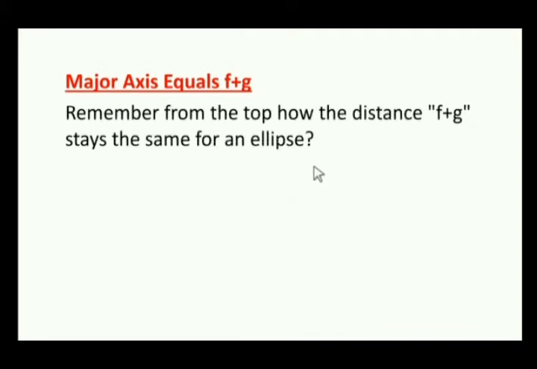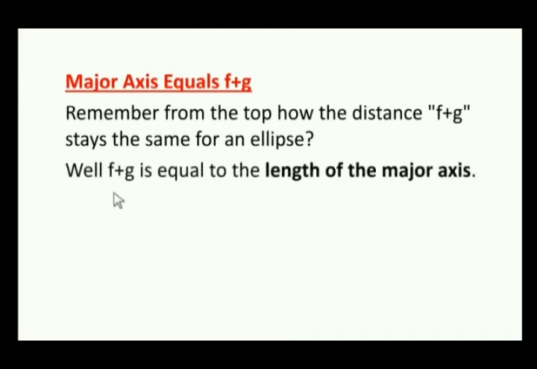Major axis equals F plus G. How? Remember from the top how the distance F plus G stays the same for an ellipse. Well, F plus G is equal to the length of the major axis. As we discussed in the previous slide, the sum of the distances will be equal to a constant. So the constant will always be equal to the length of the major axis.